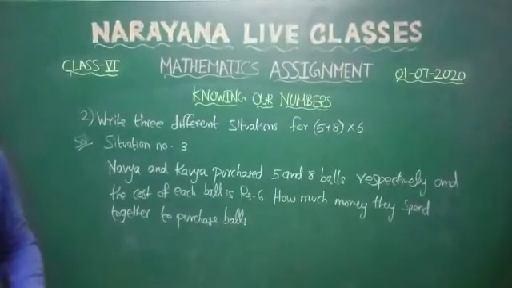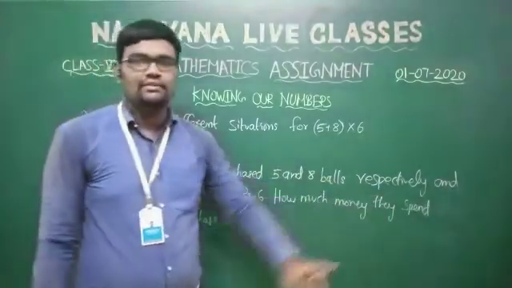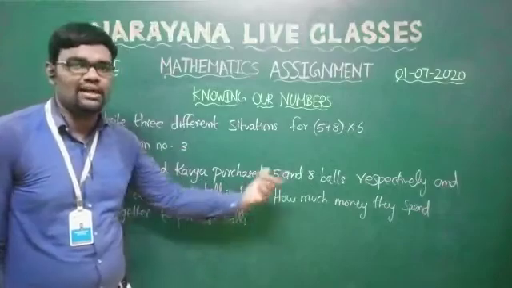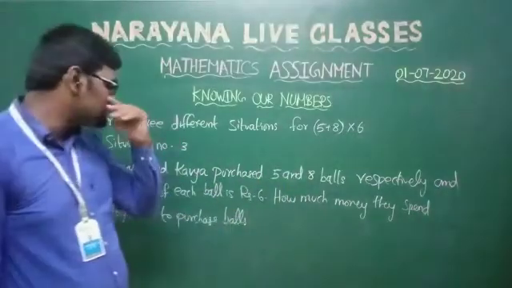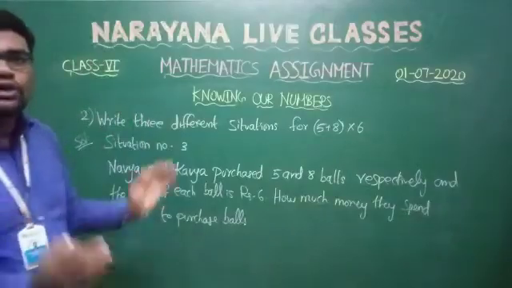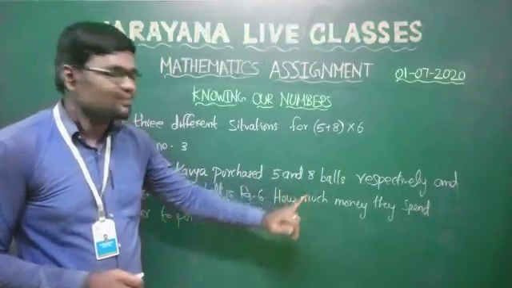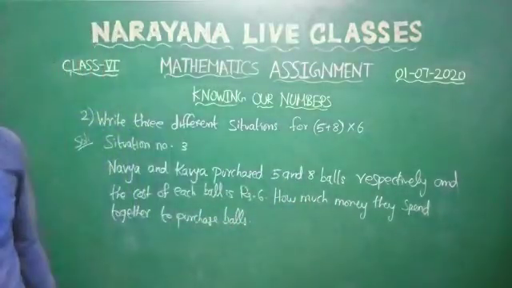Now we will discuss situation number 3. Navya and Kavya purchased 5 and 8 balls respectively. One member is buying 5 balls, another member is buying 8 balls. The cost of each ball is rupees 6. How much money did they spend together to purchase the balls? Together means how many balls? 5 plus 8. Cost of each ball is 6. So 5 plus 8 into 6. This condition will come. Clear students?